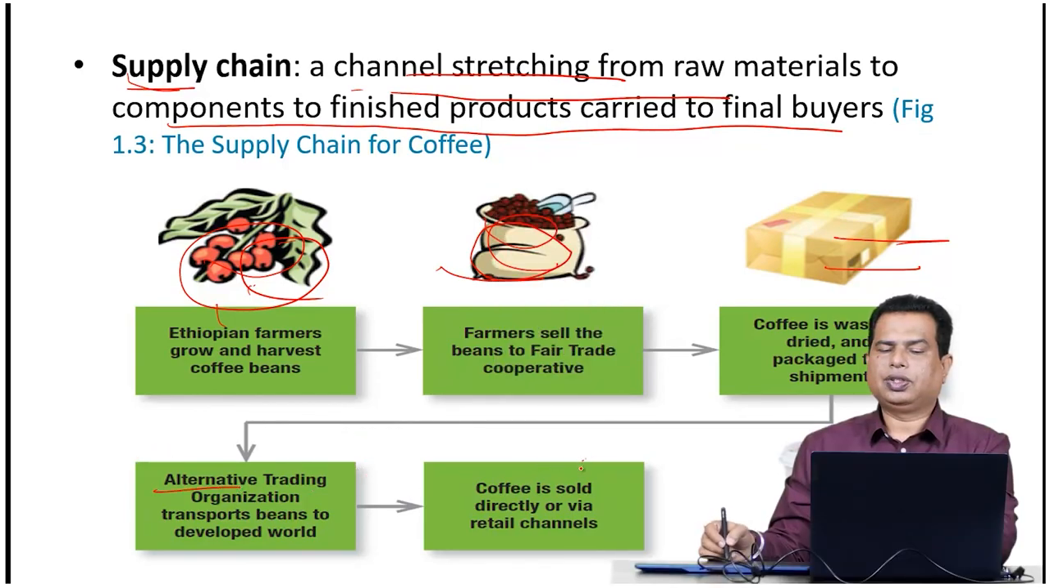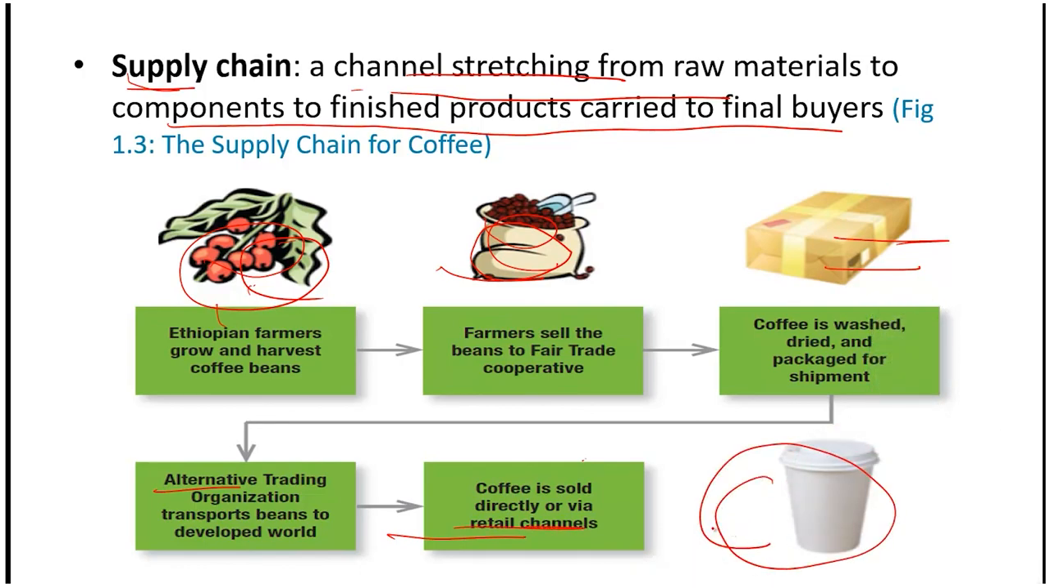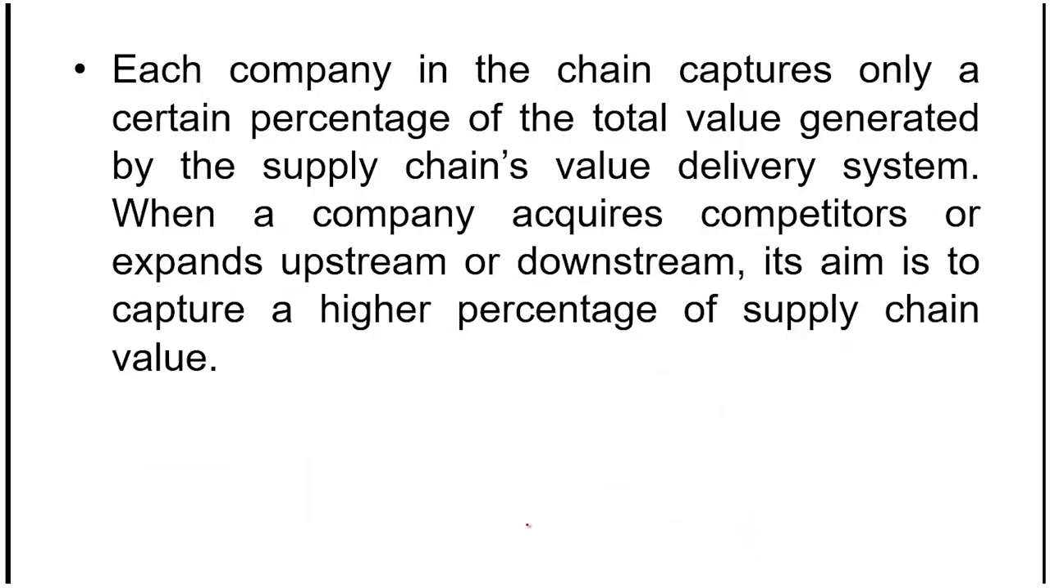and the coffee sold to the retail channels. And here the example of coffee is given. For example, the Ethiopian farmers grow and harvest coffee beans, and then the farmers sell the beans to the fair trade cooperative. Then the coffee is washed, dried, and packed for shipment. Then alternative trading organizations transport beans to the developed world, and the coffee is sold directly or via the retail channels. Coffee is sold to the customers.